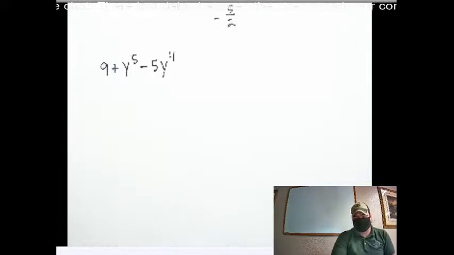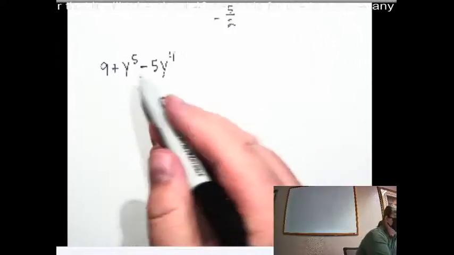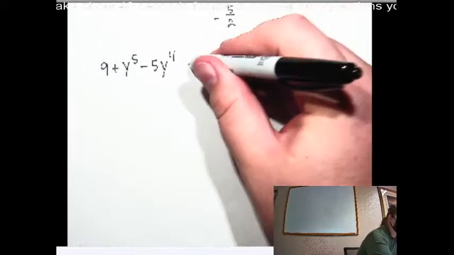The first thing it wants us to do is to express the polynomial in descending order. Of course, that means descending order of power. So our greatest power here is y to the 5th. So that's going to come first.